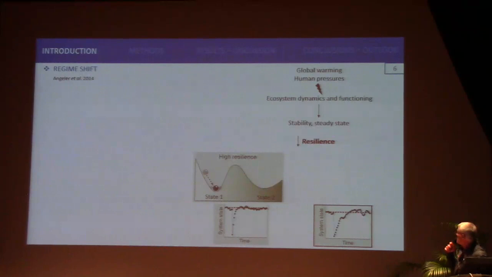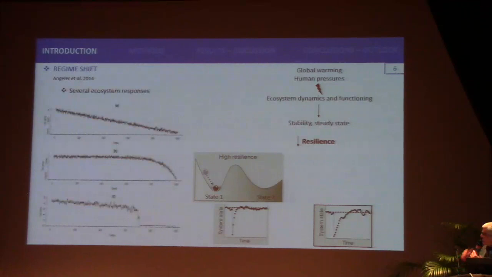We know that the types of responses of the ecosystem can be summarized like this. You can have a linear response, something more gradual, or something more dramatic, a kind of shift, where ecosystem parameters or processes can pass from one state to another.